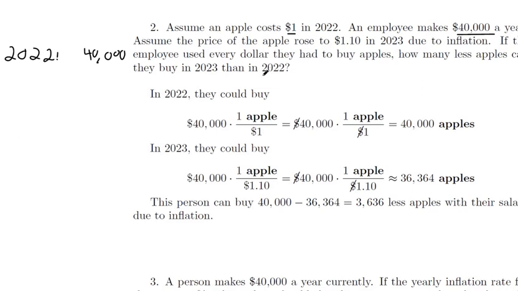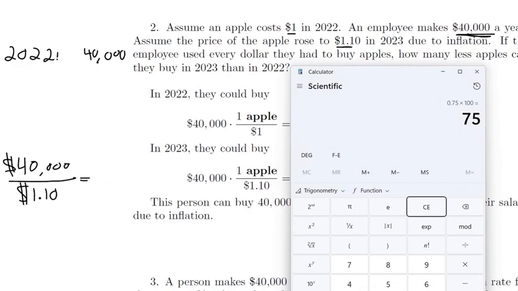But 2023 is a little bit more complicated. We're keeping the same salary, but now apples cost more. So we've got to take our total salary. So pretend this is all of our cash. It's physical cash, 20s, 5s, 1s. And we want to find out how many times we can split this into groups of cash of $1.10, because that will tell us how many apples we can buy. So $40,000, put into groups of $1.10. So it looks like 36,364 apples if we round to the nearest apple.